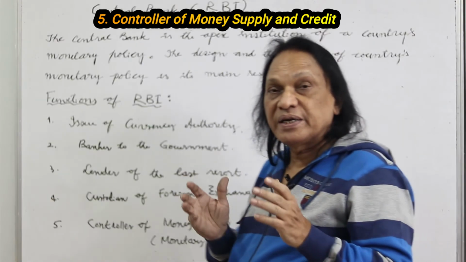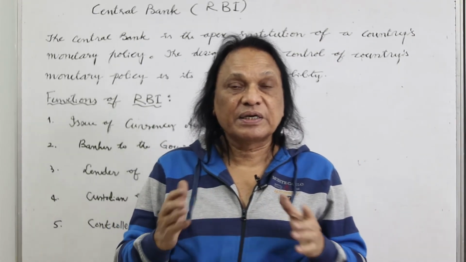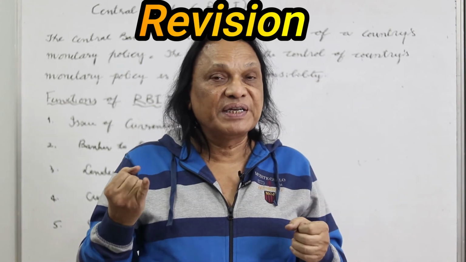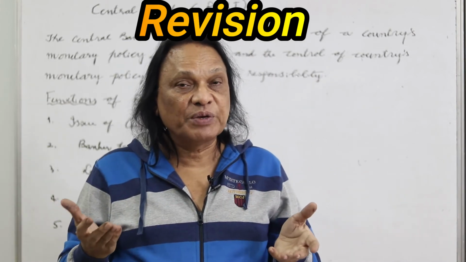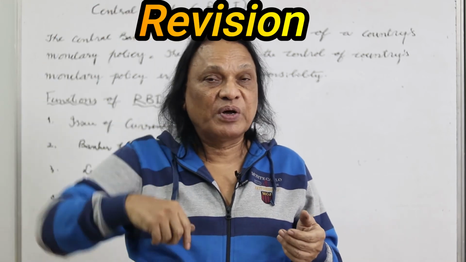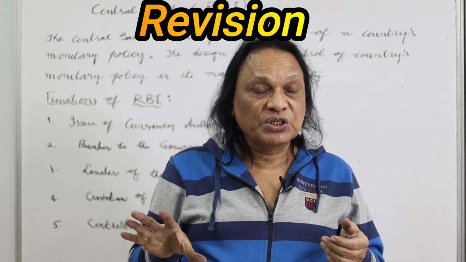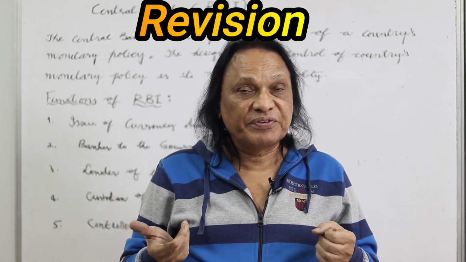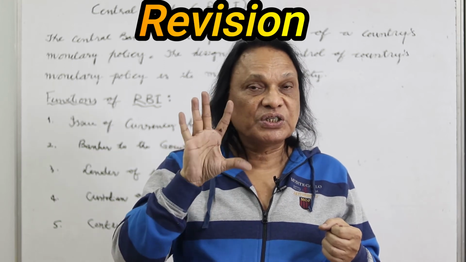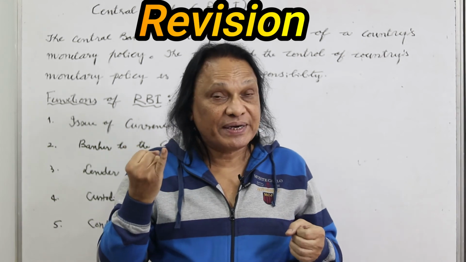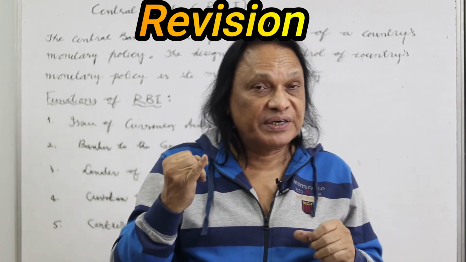I repeat once again, what exactly is a central bank? Central bank is an apex institution of the government for designing and controlling the monetary policy of the government. The central bank's main responsibility is the monetary policy. What are the main functions of the central bank in India, that is RBI, Reserve Bank of India? It has 5 functions. Number 1 is issue of currency authority. Central bank is the only bank in the country that issues currency.